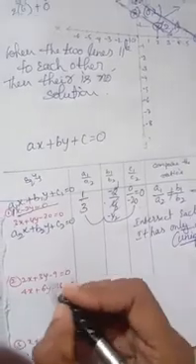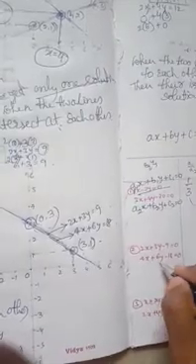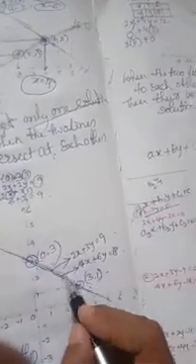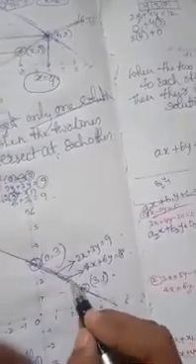The second case, when we draw the graph for 2x plus 3y minus 9 is equal to 0 and 4x plus 6y minus 18 is equal to 0, we get these two lines coinciding with each other. It has infinitely many solutions.